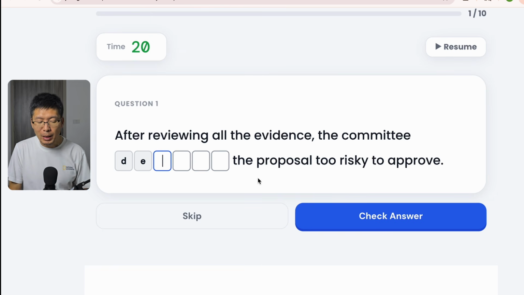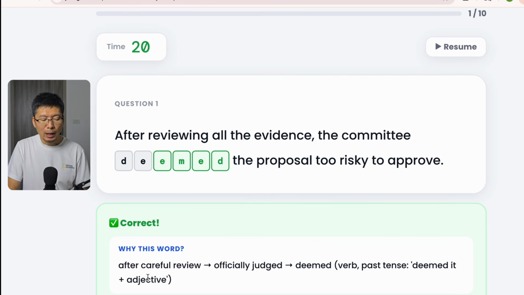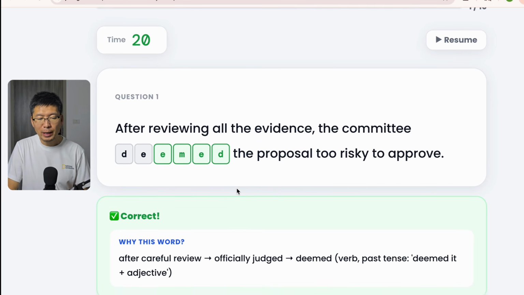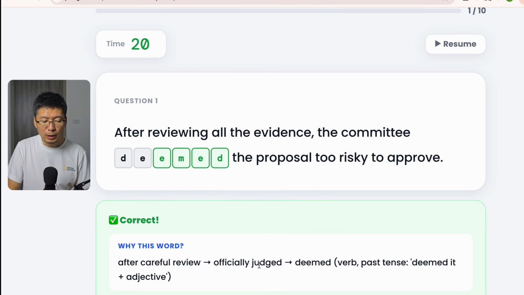So think about the answer for 3 seconds. Okay, the answer is deemed. Let's check. After careful review, it means it's officially judged. So we use deemed for a formal situation, official judgment. And it's past after reviewing something. So this thing has happened, so it's a past tense. That's why it's deemed. Okay, have you answered correctly? Okay, next one.